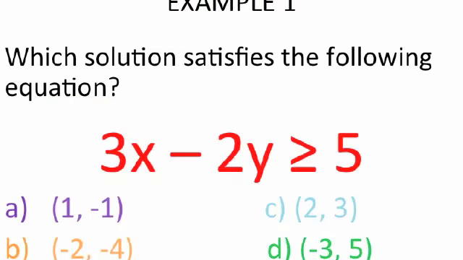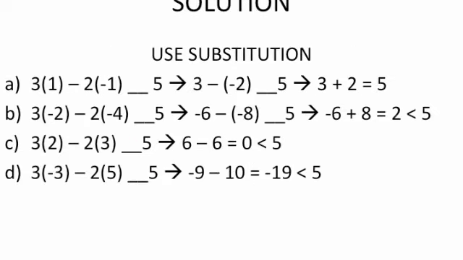Which solution satisfies the following inequality? 3x minus 2y is greater than or equal to 5. Could it be A, (1, -1), B, (-2, -4), C, (2, 3), or D, (-3, 5)?